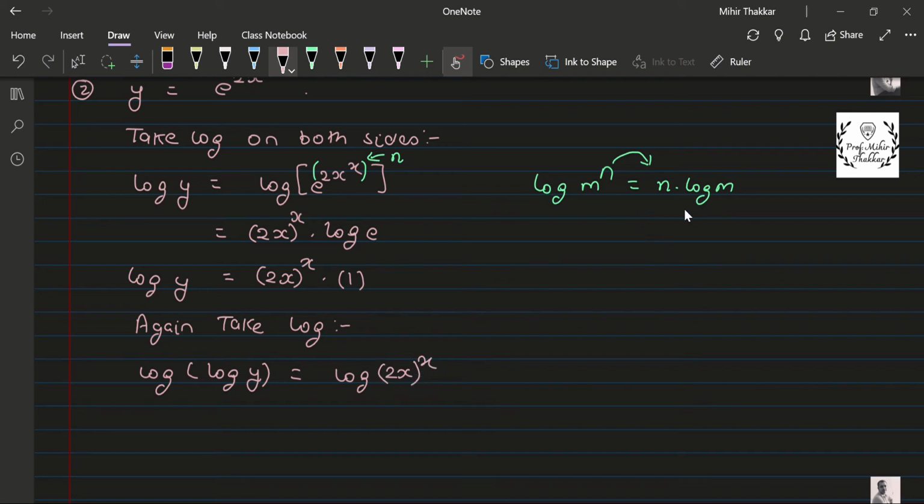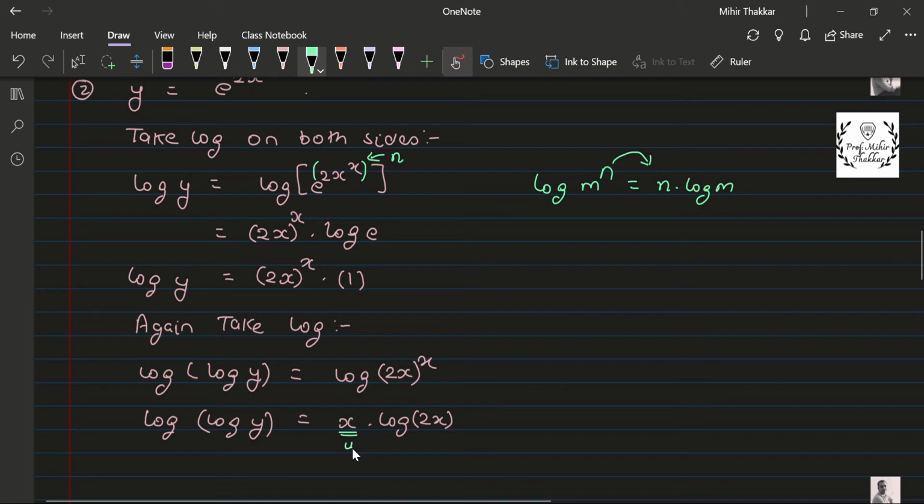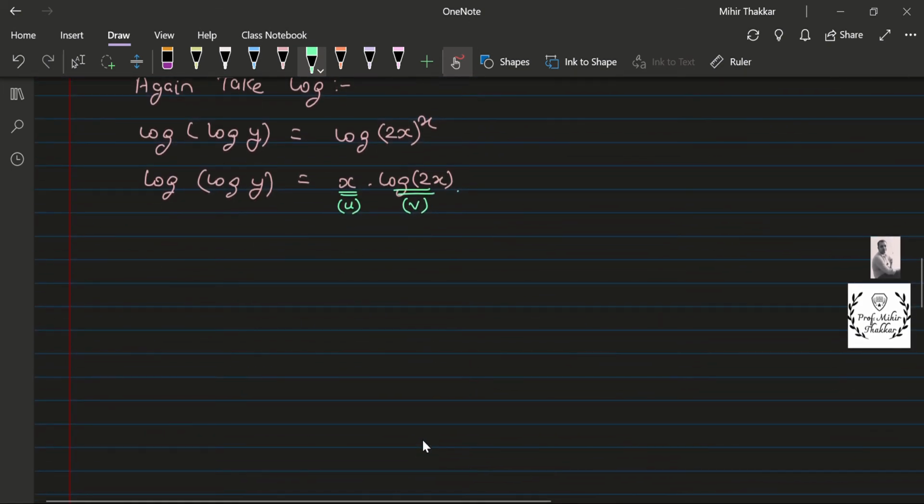Now again with the help of the same property, this x will get multiplied behind the log. So the left hand side will become log of log y, the right hand side will become x into log of 2x. So once again this becomes your u and this becomes v. So guys, now without wasting any time, we have to differentiate this because any further simplification is not possible. So I will now say differentiating with respect to x.